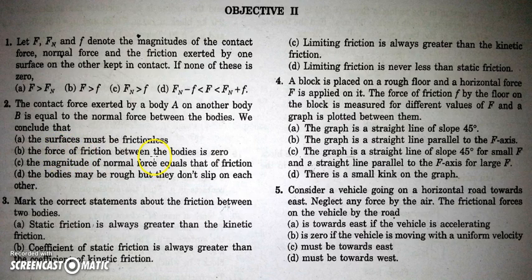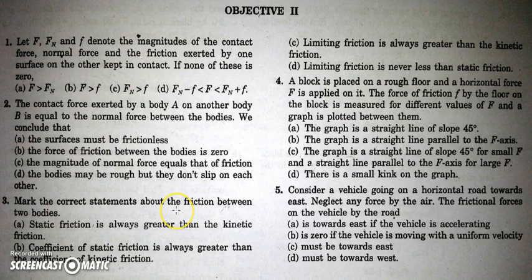Option B, the force of friction between the bodies is zero. Obviously yes, this is right. The magnitude of normal is equal to friction? No, incorrect. The bodies may be rough but they do not slip on each other, or neither should they have a tendency to slip. Okay, they are neither slipping nor have a tendency to slip. Option D is correct, almost correct. They do not slip means they are not having a tendency to slip. So this is how option D is correct.